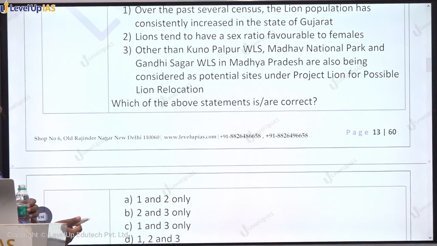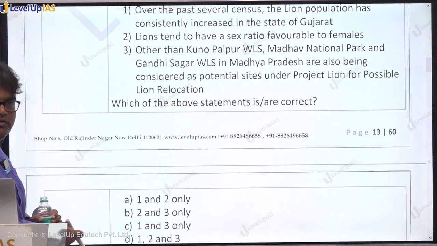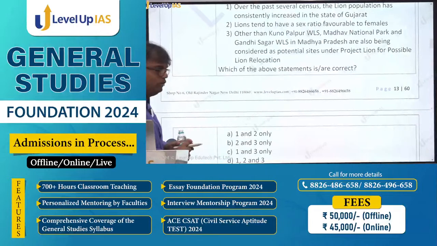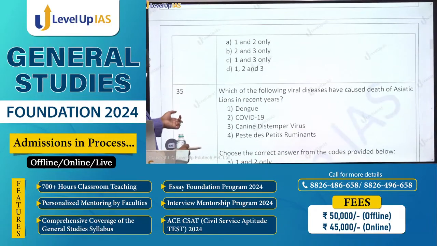Over the past several census, the lion population has consistently increased in the state of Gujarat. Is it correct? Yes, lion population has kept on going up. Lions tend to have a sex ratio favorable to females. Yes, this was also true. We had seen a sex ratio like 250-150. Other than Kuno Palpur Wildlife Sanctuary, Madhav National Park and Gandhi Sagar Wildlife Sanctuary in Madhya Pradesh are also being considered as potential sites under Project Lion. We had studied Project Lion. Other than Kuno, these were other places. 3 is also correct. So D. Priyanka said D. Okay, nice. 34 answer is D.